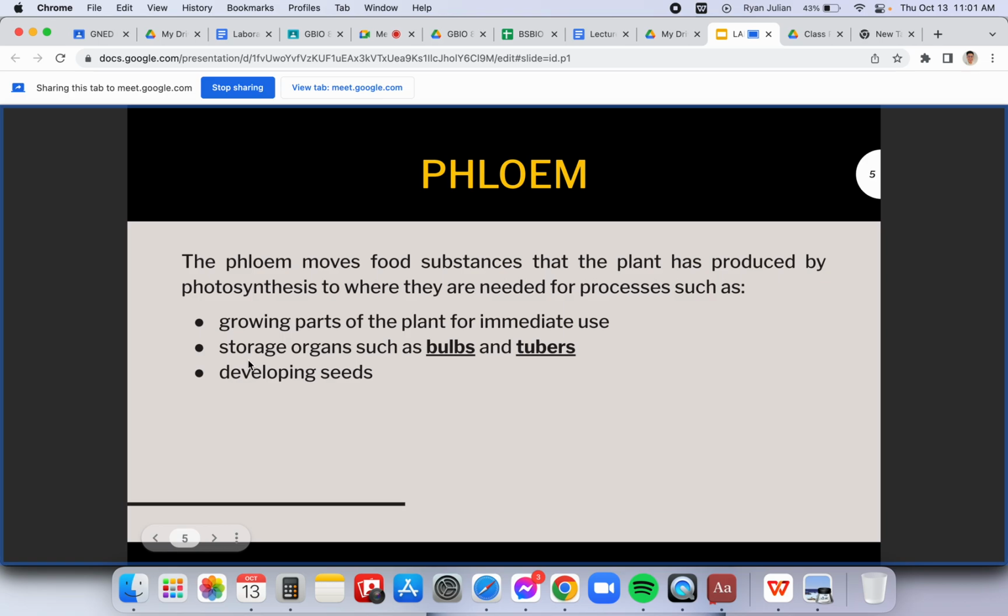Second, for storage organs such as the bulbs and tubers, which are present in potato, in banana, and other dicot plants that we have here. And lastly, for the seeds that are developing, about to emerge into becoming a plant or a flower. That is the main function of phloem. It transports food molecules from one plant organ to another plant organ.